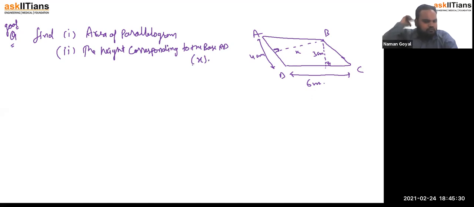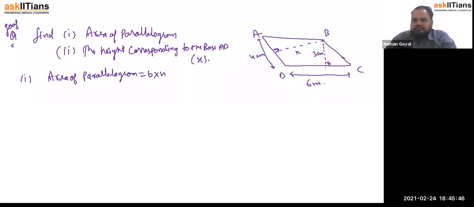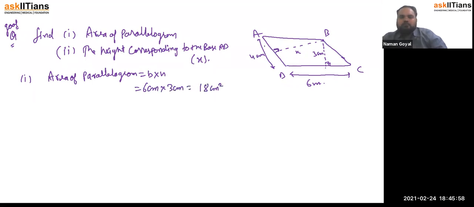Okay, look, for the first part, we know that the area of a parallelogram is base into height, simple as that. For this parallelogram we have the base as 6 centimeter and the height as 3 centimeter. So it will be 6 centimeter multiplied by 3 centimeter, which gives 18 centimeter square. The answer to the first part has come, which is 18 centimeter square.